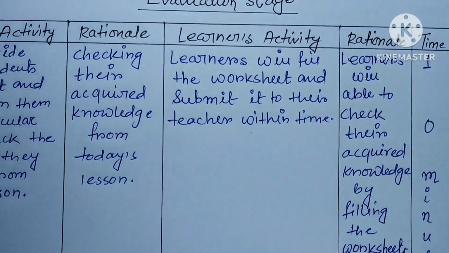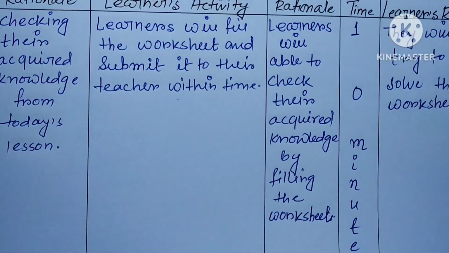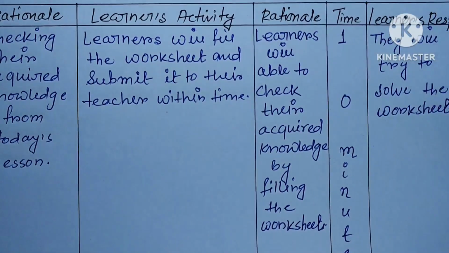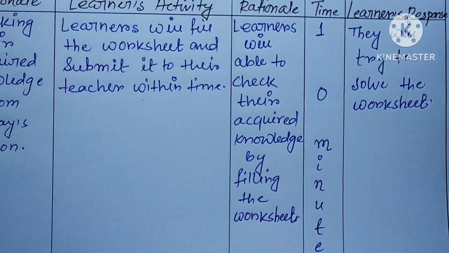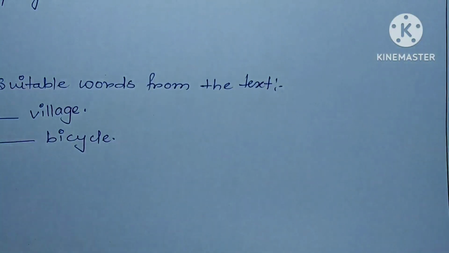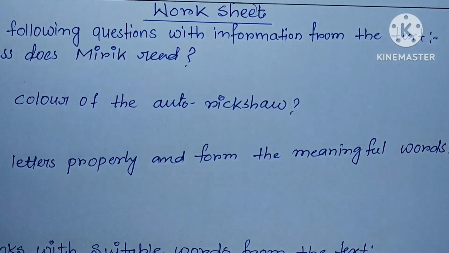Learners' activity: learners will fill the worksheet and submit it to their teacher within time. Learners will be able to check the acquired knowledge by filling the worksheet. The time of the evaluation stage is always 10 minutes. They will try to solve the worksheet. Very good. Now, this is the worksheet.